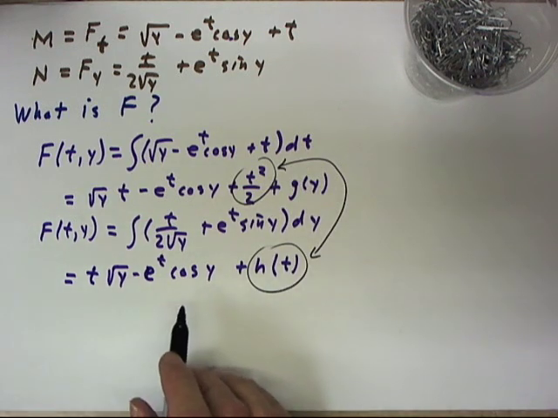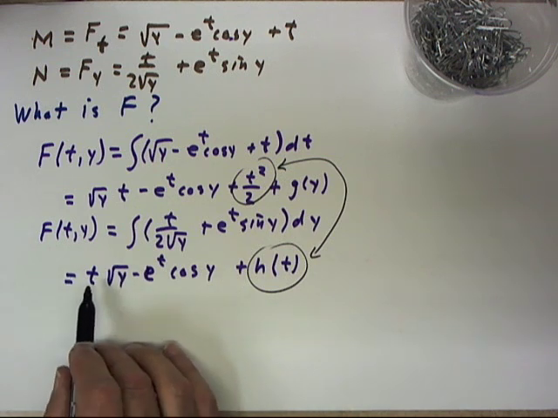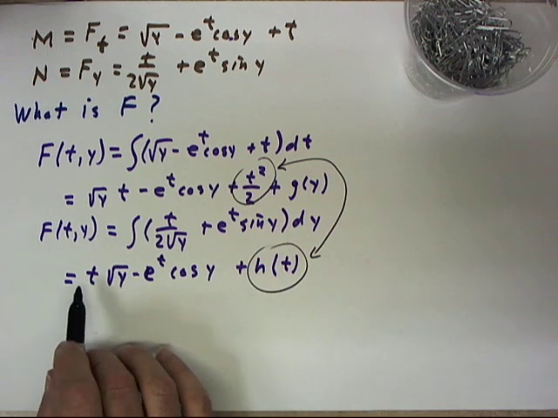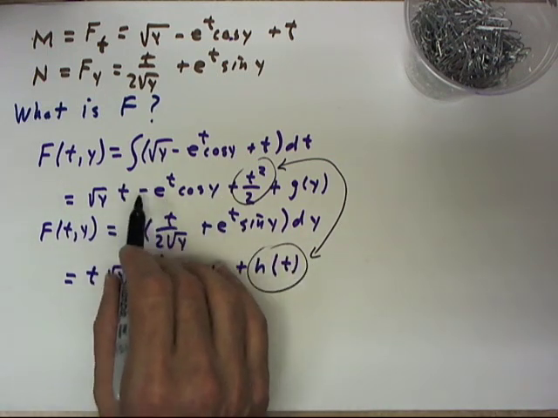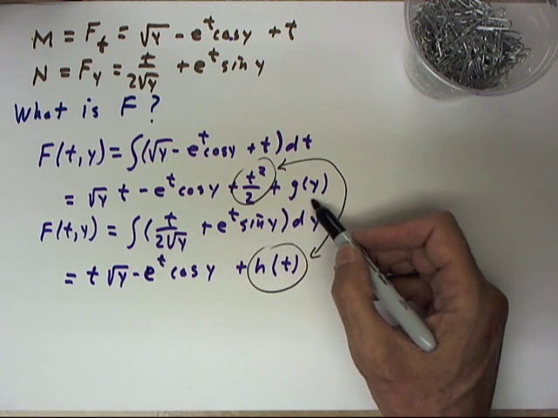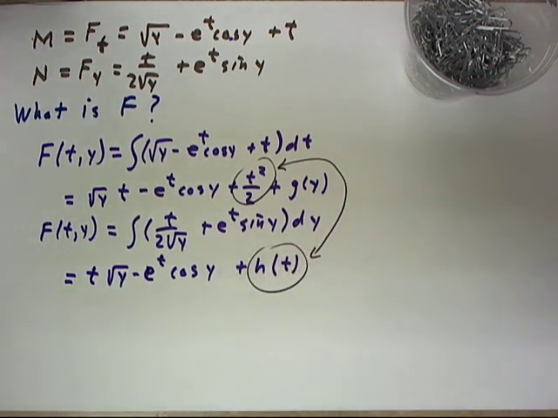Now, do we have anything in this function that we don't have in this function? Well, we've got square root of y times t, or t times square root of y in either order, and we've got an e to the t cosine y, which is negative. So we don't really need a g of y, except that we're going to let g of y just equal a constant c. We don't need any more functions of y.